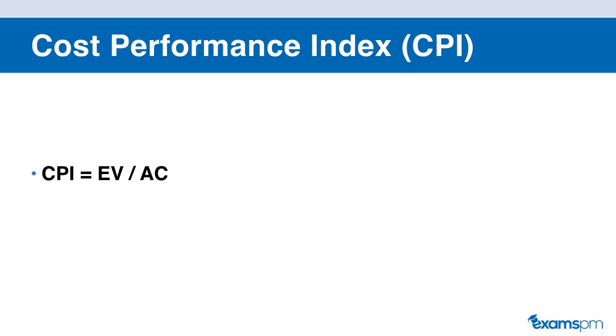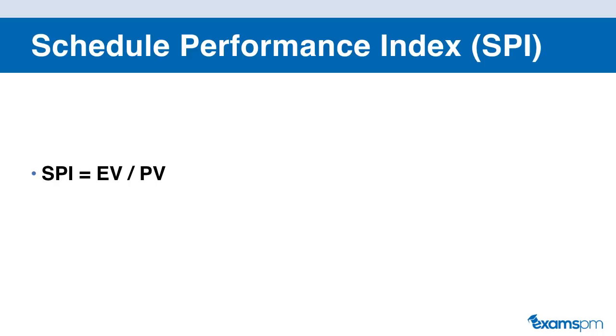So the way that you compute your CPI is you use the earned value and you divide the actual cost. So it's very similar to the cost variance, except instead of subtracting here, you're dividing. And if the CPI is greater than 1, then that is good, and the CPI is less than 1, then that is bad.